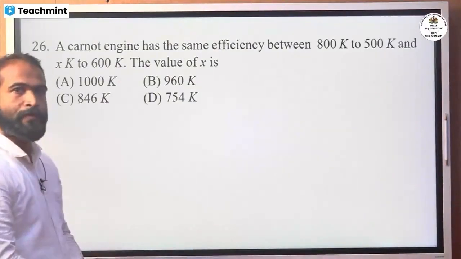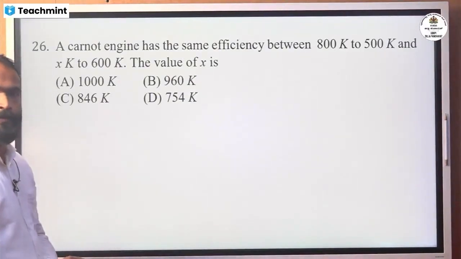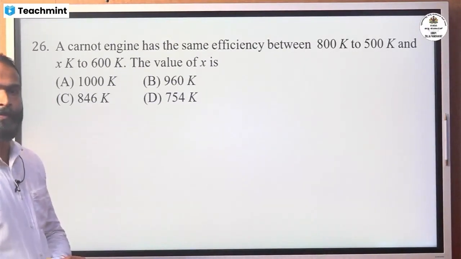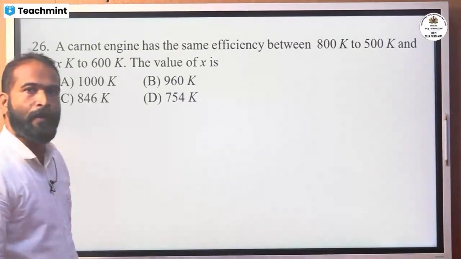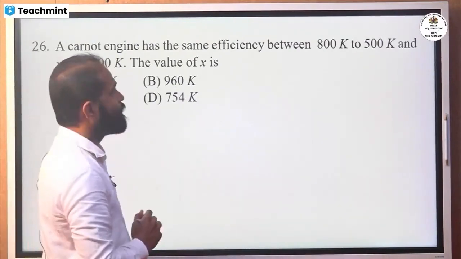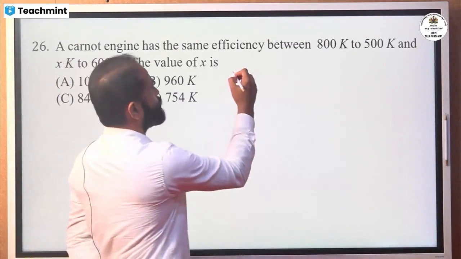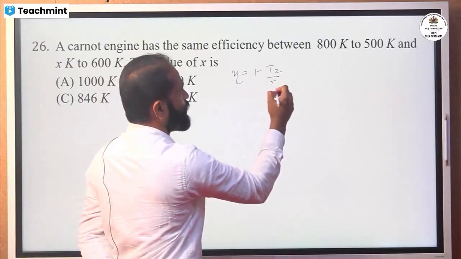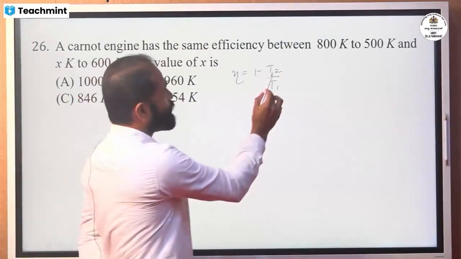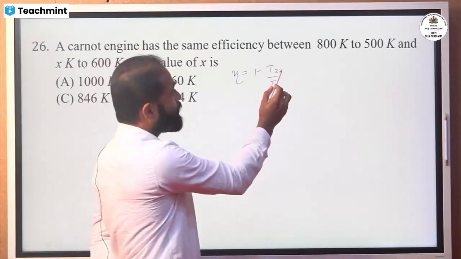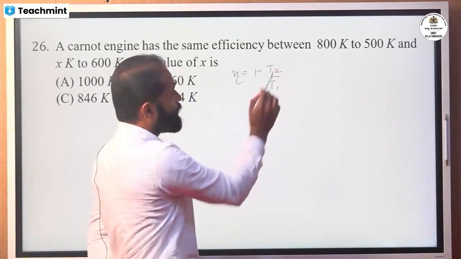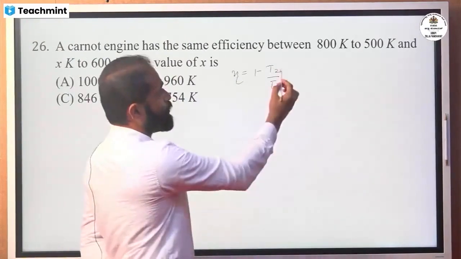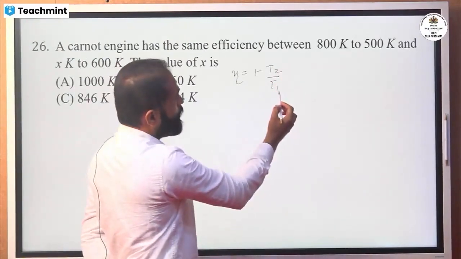Question 26. A Carnot engine has the same efficiency between 800 Kelvin and 500 Kelvin and X Kelvin and 600 Kelvin. The value of X is. Let's use the equation of efficiency. Efficiency of the engine is 1 minus T2 divided by T1, where T2 is nothing but the temperature of the low temperature reservoir. We also call it the sink, and T1 is the temperature of the high temperature reservoir. We also call it the source. So T2 is always less and T1 is always more.